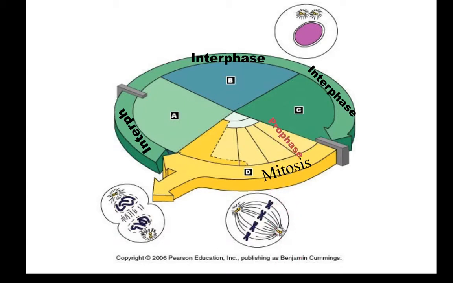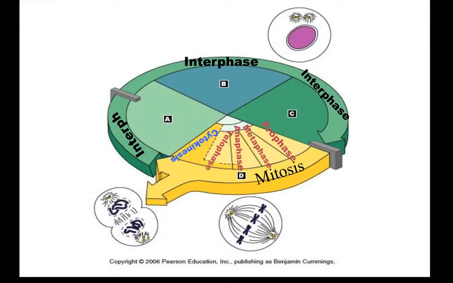This is the first step of mitosis. The second step of mitosis is metaphase. The third step is anaphase. The last step of mitosis is telophase. At the end, we have cytokinesis, where we will produce 2 new cells.